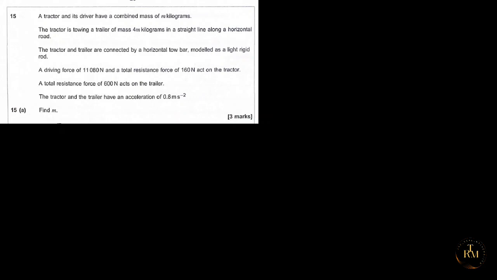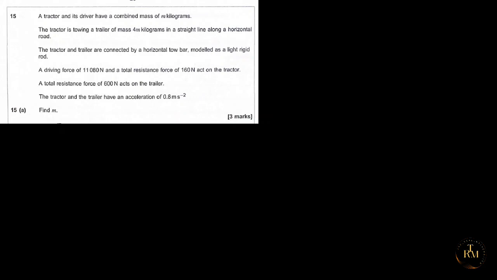So the question goes: a tractor and its driver have a combined mass of m kilograms. The tractor is towing a trailer of mass 4m kilograms in a straight line along a horizontal road. The tractor and the trailer are connected by a horizontal towbar modeled as a light rigid rod. A driving force of 11,080 newtons and a total resistance of 160 newtons act on the tractor. For the trailer, a resistance of 600 newtons acts on the trailer. The tractor and the trailer have an acceleration of 0.8 meters per second squared.